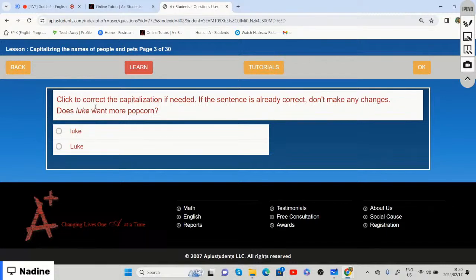And does Luke want more popcorn? Luke. Is that written correctly? The name Luke, is that written correctly? Or is the first option correct or the second option correct? Does Luke want more popcorn?